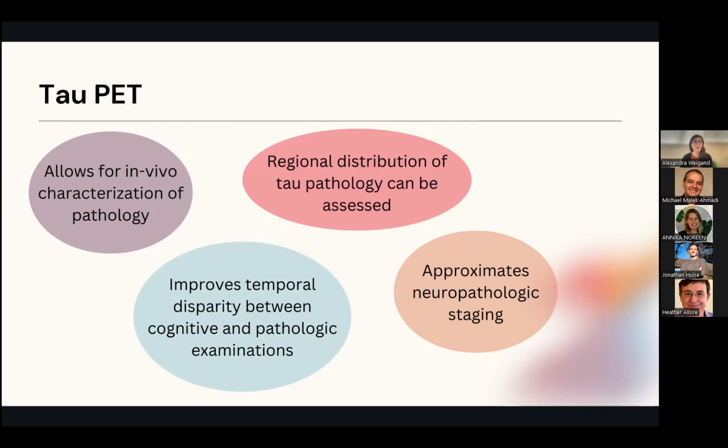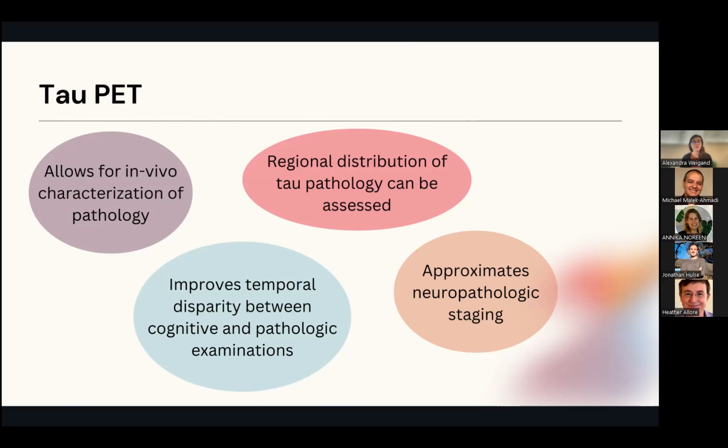This can improve the temporal disparity between cognitive and pathologic examinations. If we wait until someone has passed away in order to look at their brain, their most recent cognitive performance may have occurred years prior to their death. And therefore, it's hard to assess really that close temporal proximity between tau and cognitive changes. With PET, we can do those essentially concurrently, really in the same visit, doing a neuropsychological assessment and a tau PET scan so that we can assess for the associations between those two.